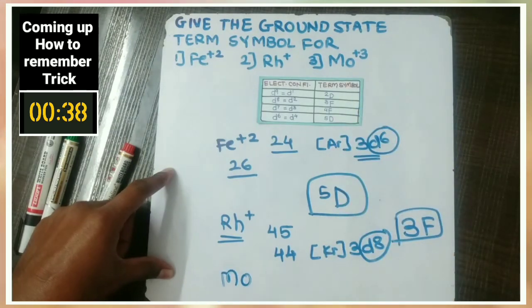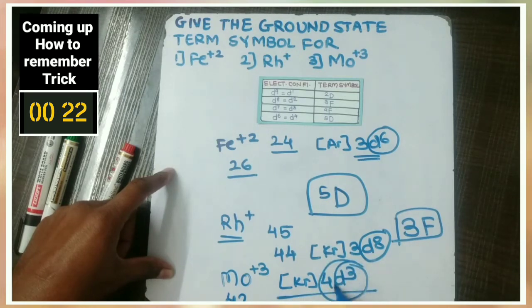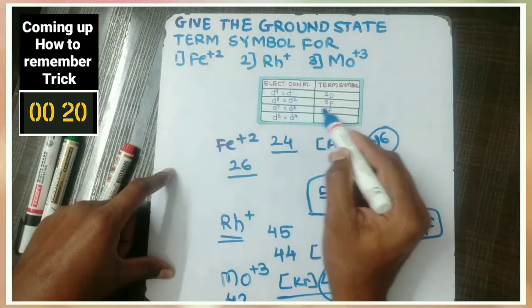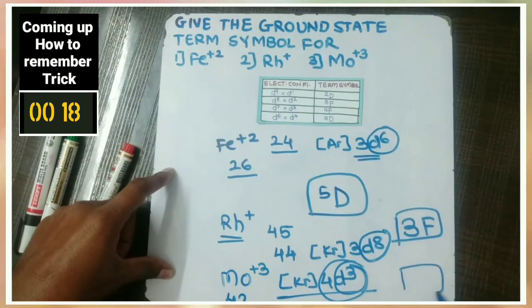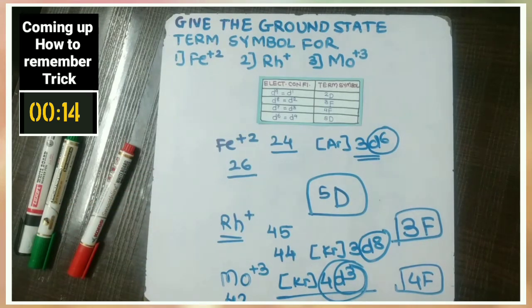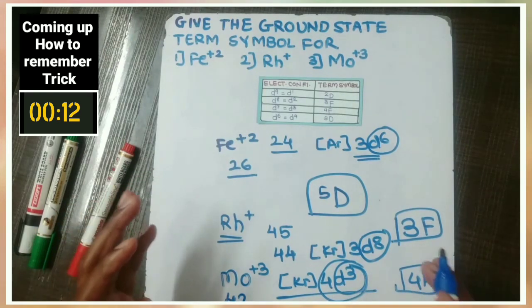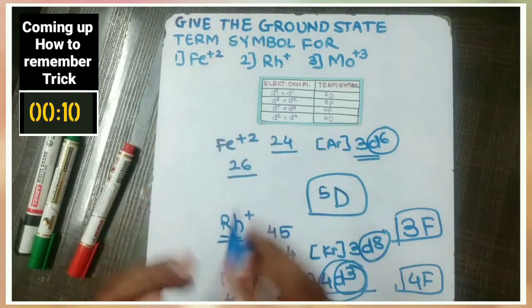Molybdenum +3. Molybdenum's atomic number is 42, and for +3 it is 39. What will be the electronic configuration? Krypton 4d3. Just look at d3 here. d3 is 4F. So the answer for this question is 4F. Can you see how easily we can solve this type of question with the help of this trick?